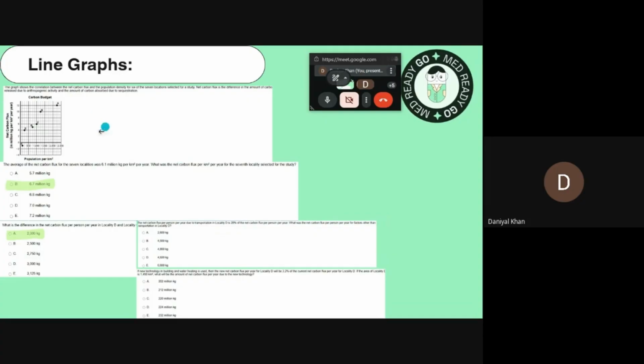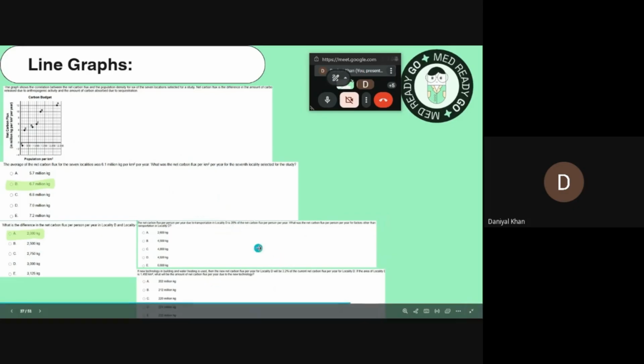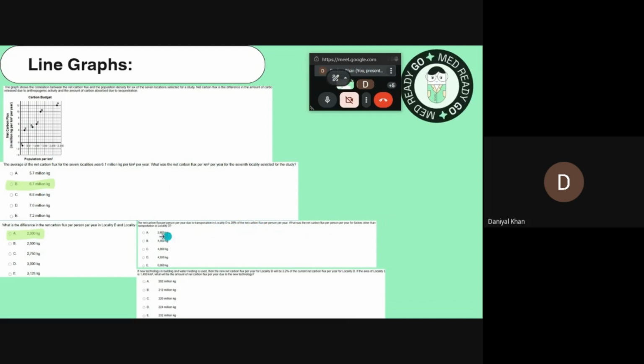So okay, look at locality D right here. You got 5 million, and then you got 750 people. So you do your 5 million divided by your 750, and it gives you an answer of like 6,666.7 or something. And you know that 28% of that is due to transportation. To find out how much is due to other factors instead of transportation, you would have to do 100% take away 28%, it gives you a value of 72%. Then do 72% or 0.72 times your 6,666, and you get a value of 4,800 kilograms if you put that into your calculators.